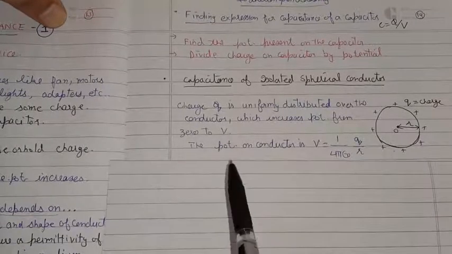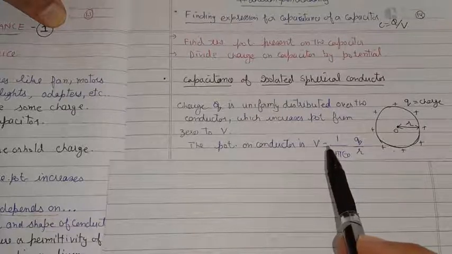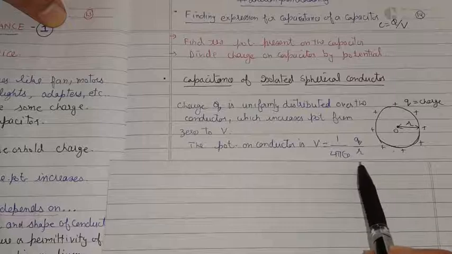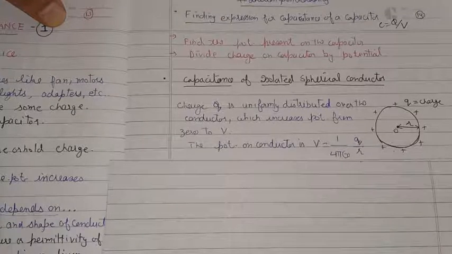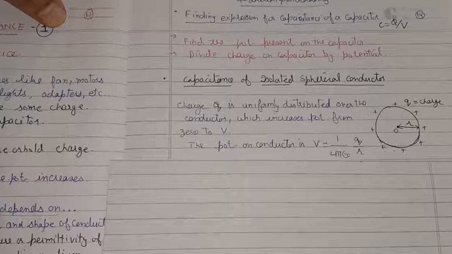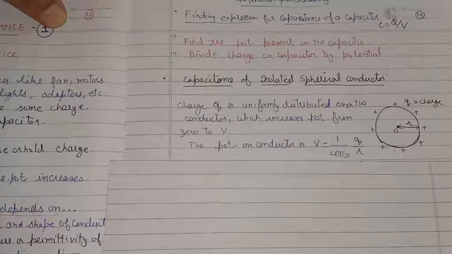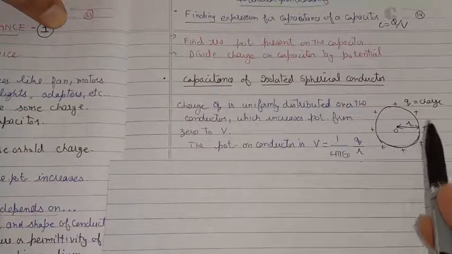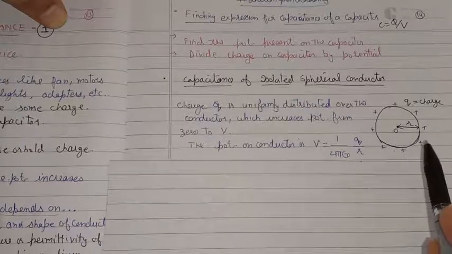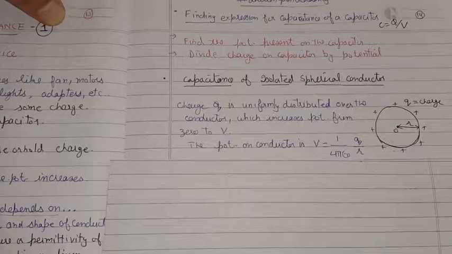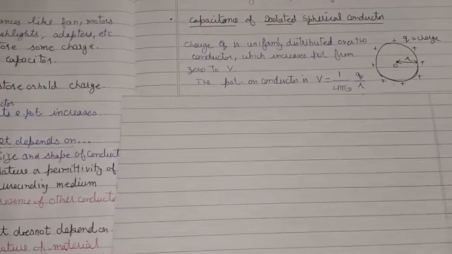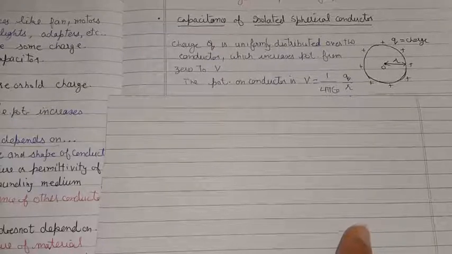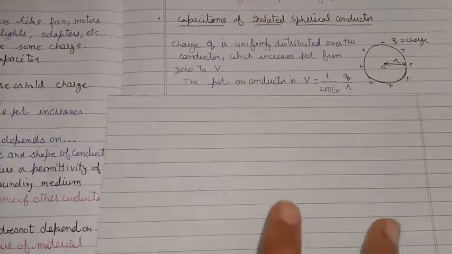In this case, the potential on the conductor is given by V equal to 1 over 4 pi epsilon naught Q by R. This is the same expression which we have used for the potential of a single point charge, because in this case we can consider that the whole of the charge on the surface of the conductor is actually concentrated at its center. So the potential on the conductor is 1 over 4 pi epsilon naught Q by R.